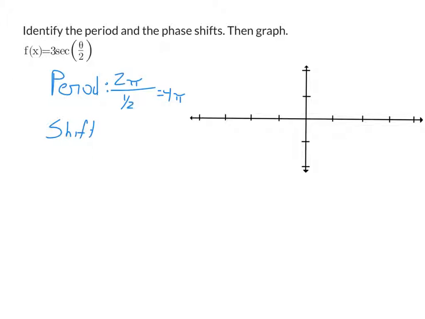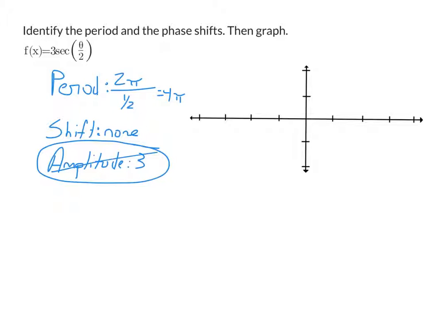Shifts: we have nothing adding or subtracting on this function, so we actually have no shifts whatsoever. But that 3 out front makes us want to talk about our amplitude being 3. Now, secant doesn't actually have an amplitude because it grows forever. So this does not apply to secant, but it does apply to cosine. And again, cosine is what we're going to graph first just to get a view of what this looks like.